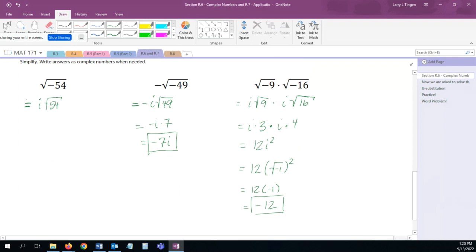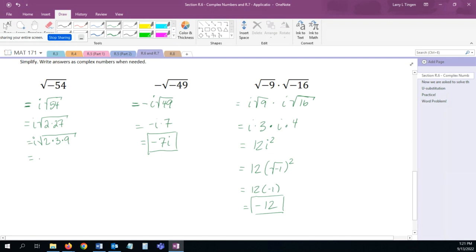On the left, let's come back over here. i times square root of 54. For me, is there a perfect square in here? It doesn't jump out at me, right? But I do know 54 is even. So half of 54 is 27. All right, 27 is 3 times 9. So all I'm doing is just writing 54 out in its factors, right? There we go. 9 is a perfect square.